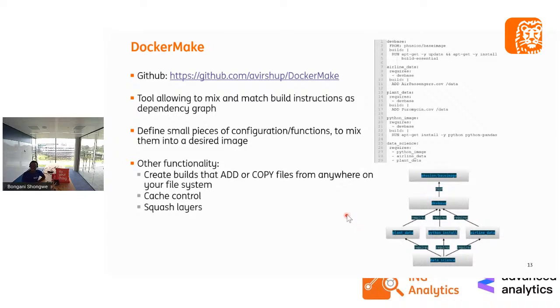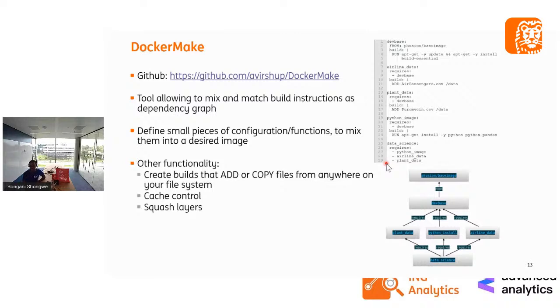So for example, here on the right, once we adopted Docker Make, you'd create a YAML file, and you can see here we'd have the base image, and it'll be taken from this Fusion base image, and we would call it dev base. And you'd have all these other images, and for Docker Make, you'll have this requires to indicate that it's based on top of this other image. And for example, here we have this final image called data science image, and it requires this Python image, airline data image, and plant data image.